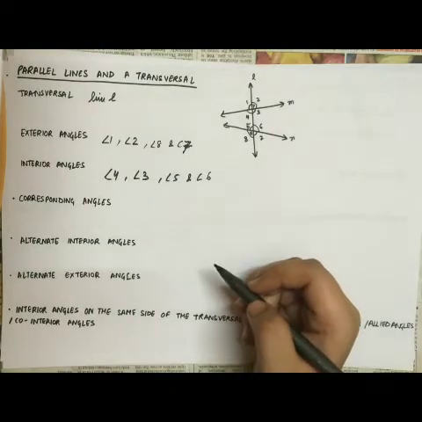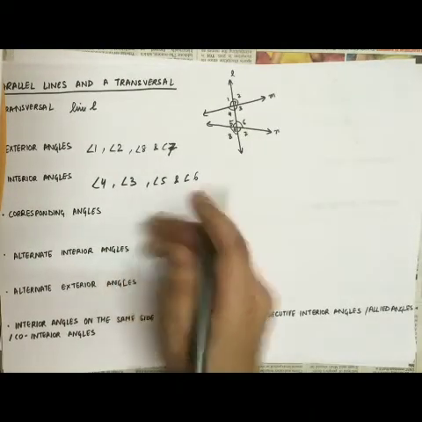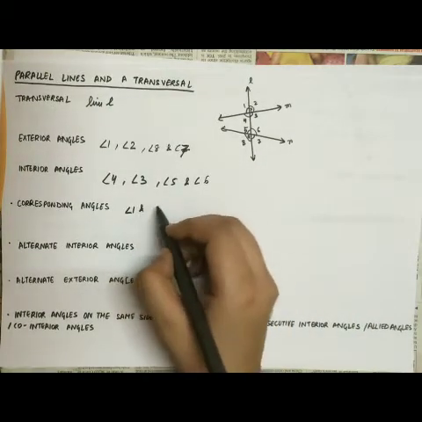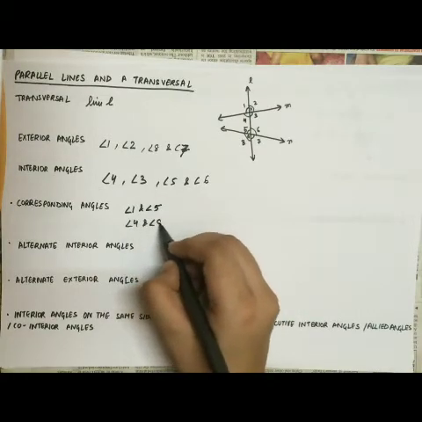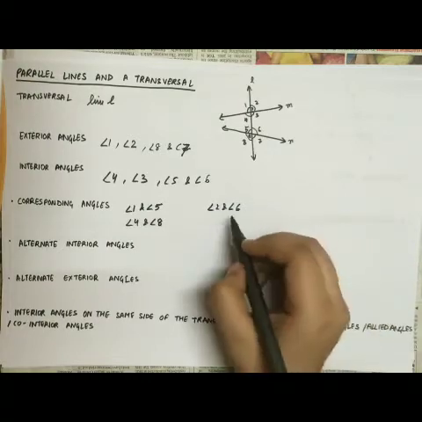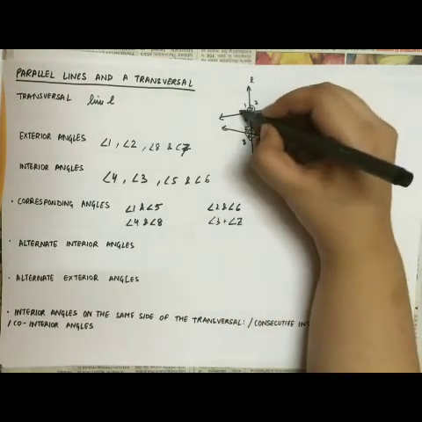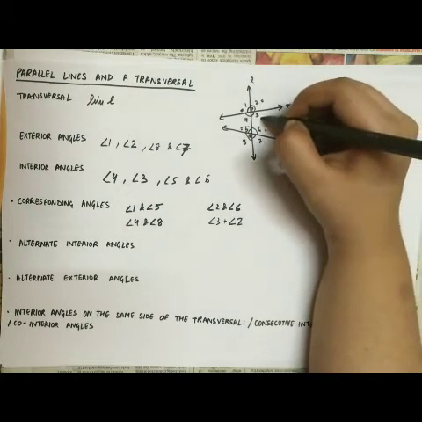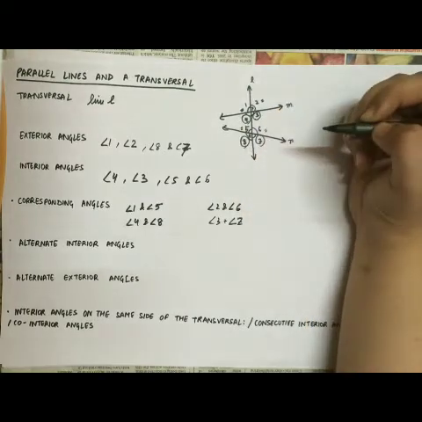Now corresponding angles. Corresponding angles will be angle 1 and angle 5, angle 4 and angle 8, angle 2 and angle 6, angle 3 and angle 7, angle 1 and angle 5, 2 and 6, 3 and 7, 4 and 8.